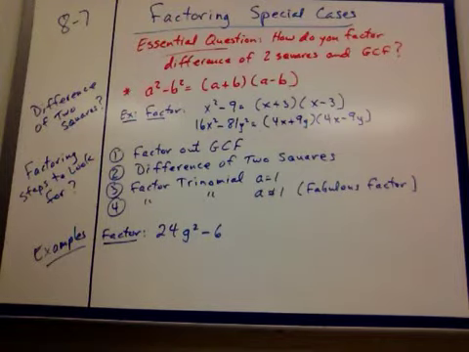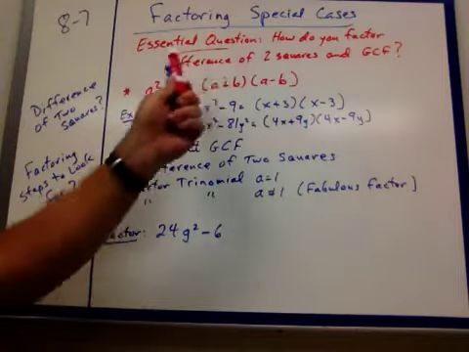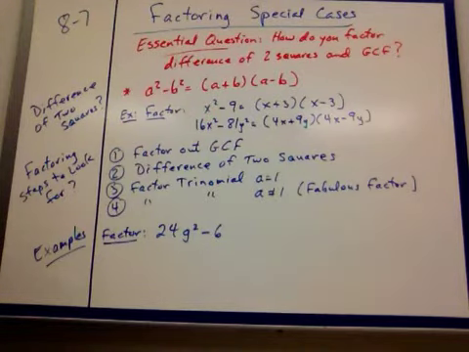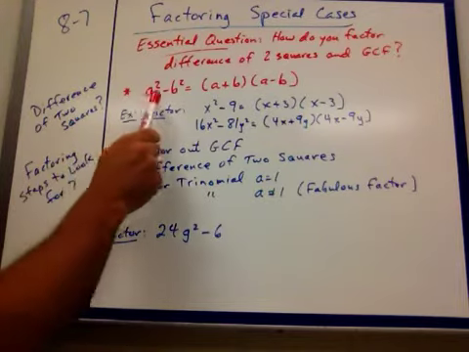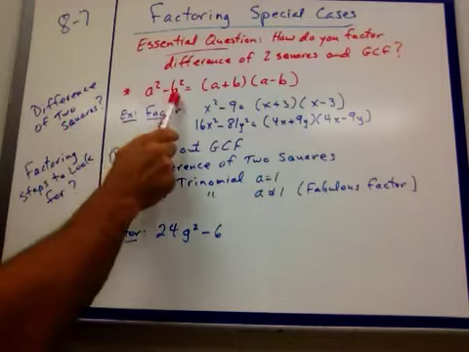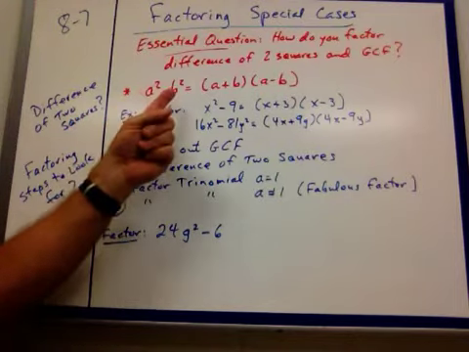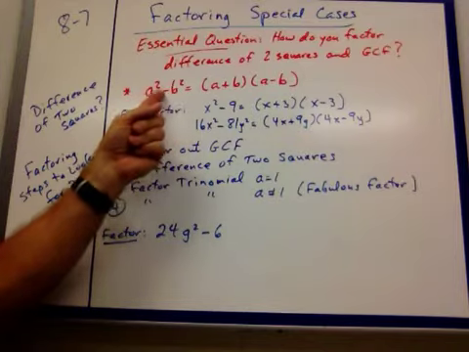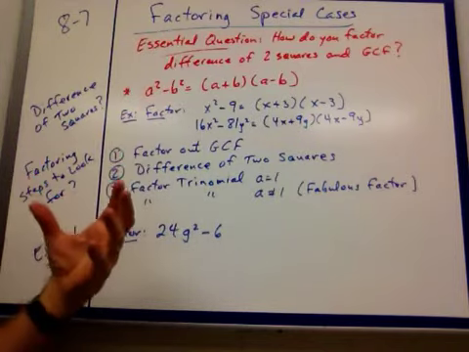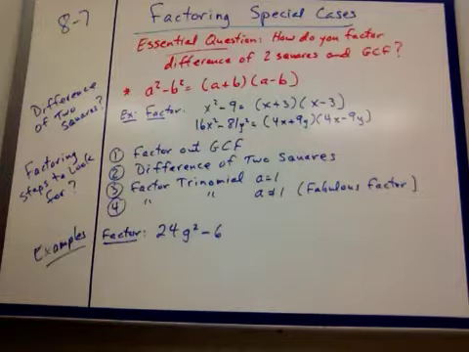8-7, factoring special cases. How do you factor differences of two squares and greatest common factors? Well, let's take a look. Okay, difference of two squares, what do we mean? Well, difference means subtraction. And two squares, we got two perfect squares. We can take the square root of a squared, it's a. You can take the square root of b squared, it's b. And you got the difference. So what's the factored form? A plus b, a minus b.